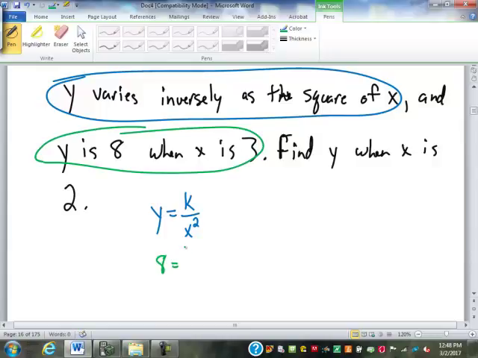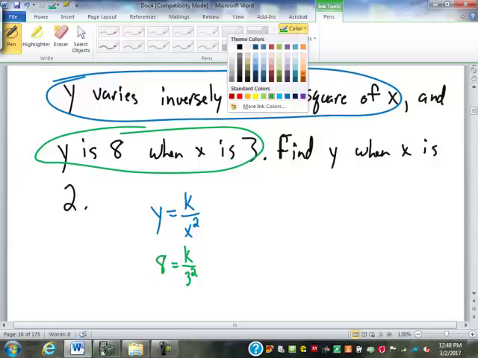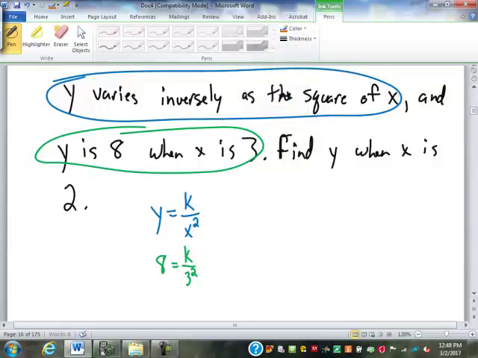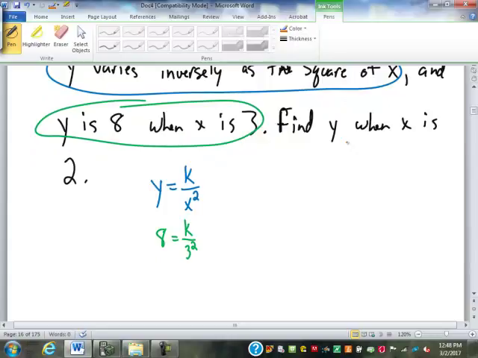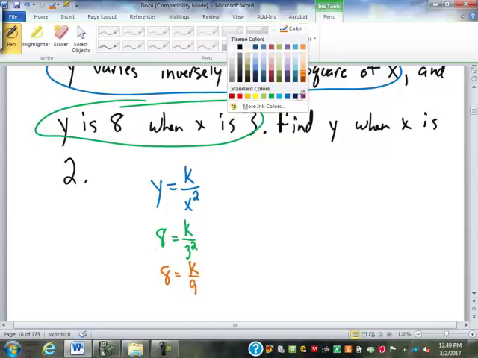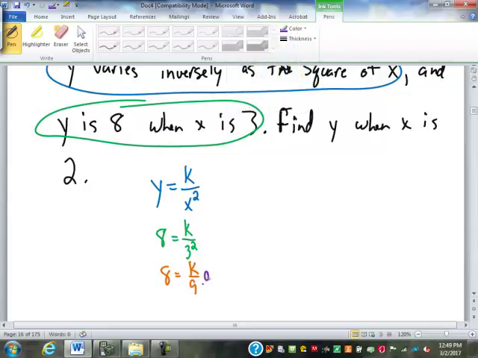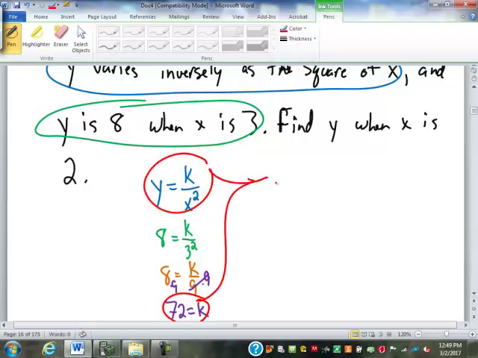Put in the 8 for y, the 3 for x. So y, 8 is equal to k over 3 squared. We got an intermediate step that we're going to do. So this is going to be 8 equals k over 9. And then times 9. So 72 equals k. Which tells us, perfect, y equals 72 over x squared.